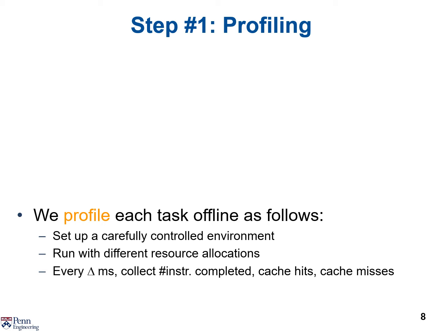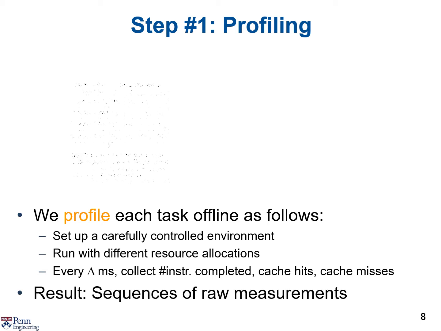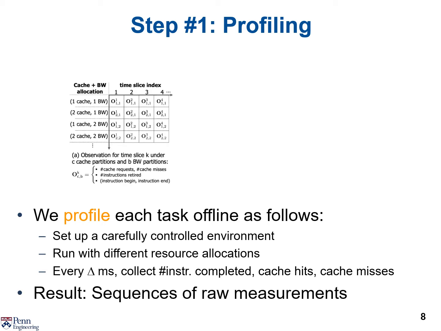We repeatedly run this profile for every possible resource combination, each 100 times. All of this information is then aggregated together, which is illustrated in the table above, where each row depicts a different cache and memory bandwidth configuration, and each column represents a delta millisecond observation containing our data points.